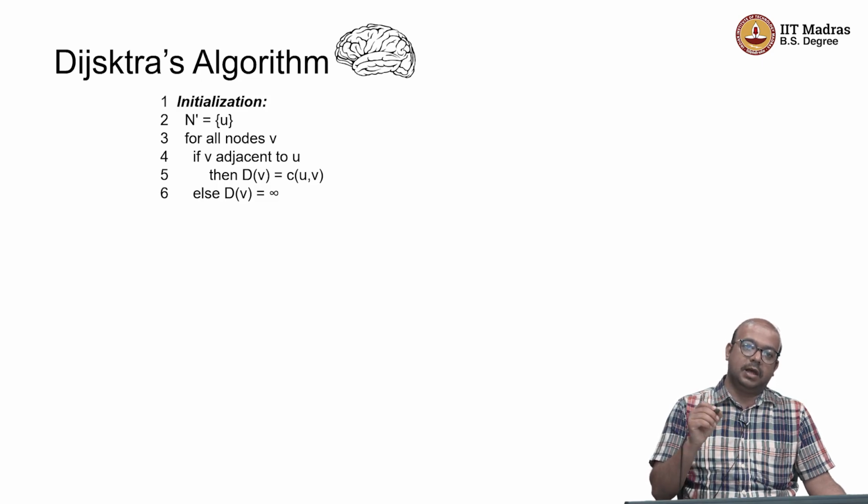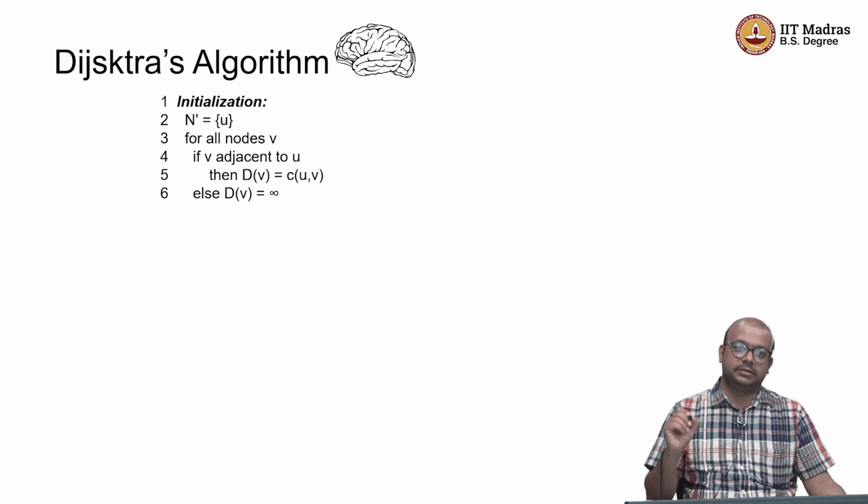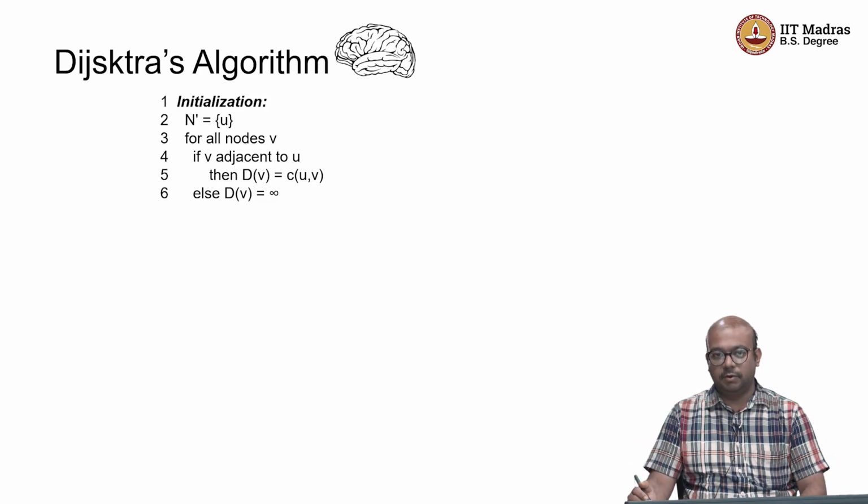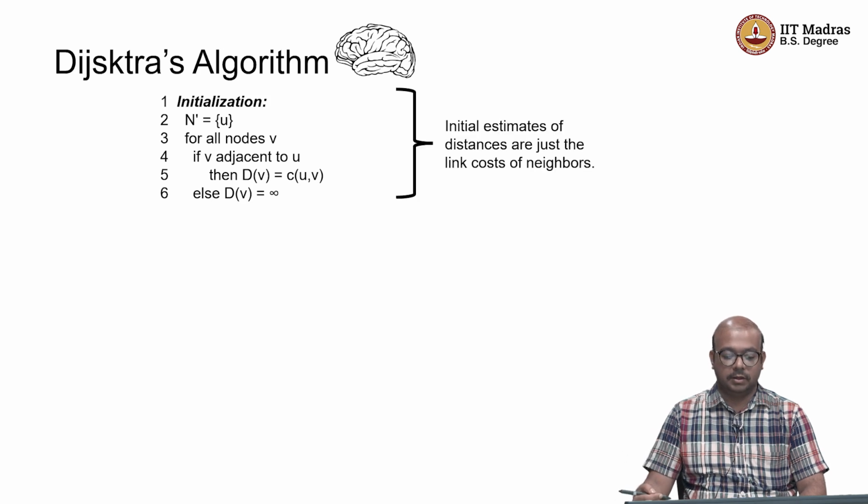I am only updating the direct neighbors of u, which are all in the set of v. So, v is adjacent to u. So, D(v) is updated by the cost of c(u,v). Else, if you do not have a direct path, D(v) is equal to infinity. That is the initialization, right. Now, I have to run the algorithm. So, these are the initial estimates and just the link costs of the neighbors.